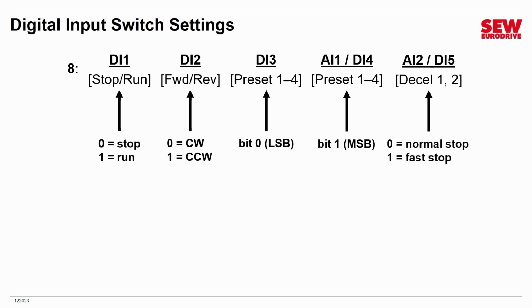And digital input 5, again, is a ramp select. So if you put in a 0, you get a normal stop. And if you put in a 1, you get a fast stop. So all 5 inputs are functioning in digital mode here.